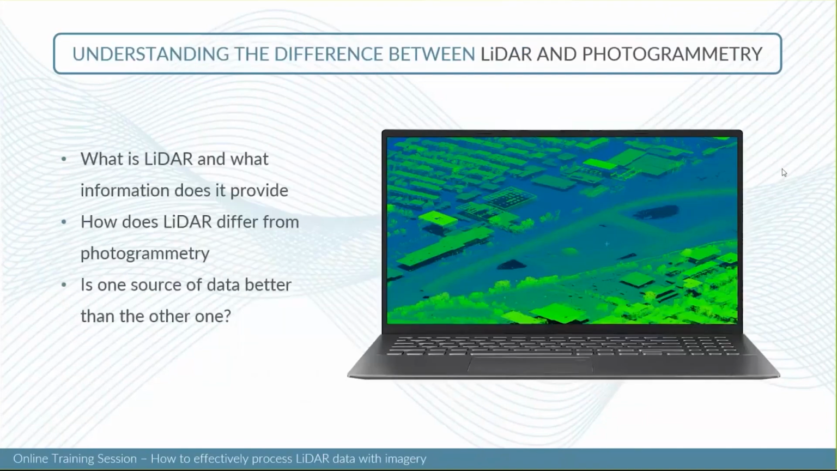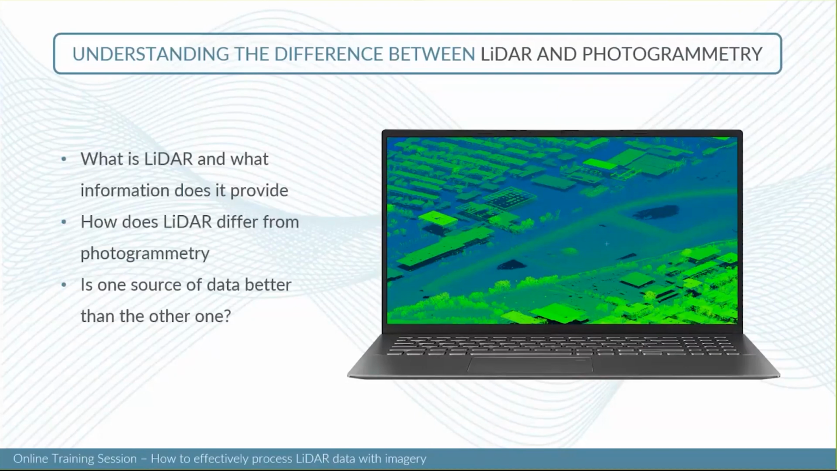So let's start by understanding the difference between LiDAR and photogrammetry. What is LiDAR and what information does it provide? LiDAR stands for light detection and ranging, and it comes in different types of sensors, such as discrete return, full waveform LiDAR, and multispectral LiDAR. For this webinar, I'll mostly focus on discrete return LiDAR, since it's the most popular sensor on the market, and I think it's the most available source of LiDAR data.